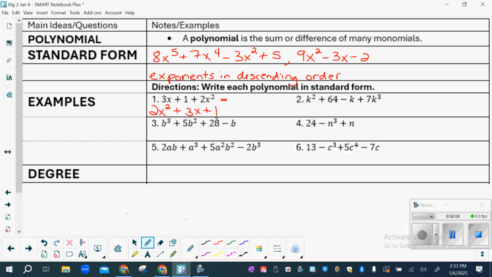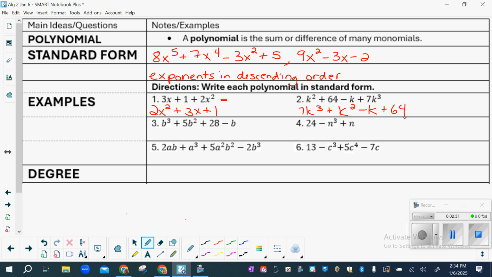Okay, so number 2, what's the highest exponent on that one? 7k to the third. And then what comes next? k squared. What comes next after that? Minus k, and then plus 64. I think you got the idea.